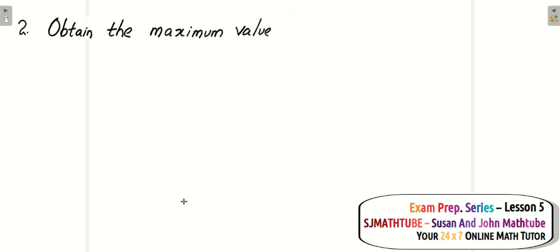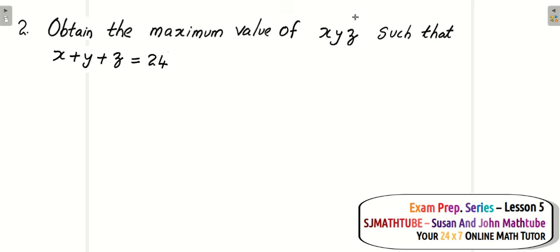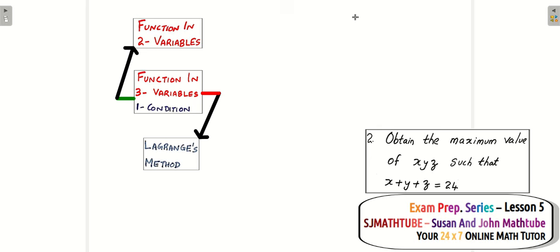So let's start. Obtain the maximum value. It's actually question number 2. Question number 1 is in video lesson 4. Obtain the maximum value of the function x into y into z, so that x plus y plus z equal to 24. Clearly it is a function in three variables plus one condition. And like I promised, you have two options. Anyway, I'm going for Lagrange's option.